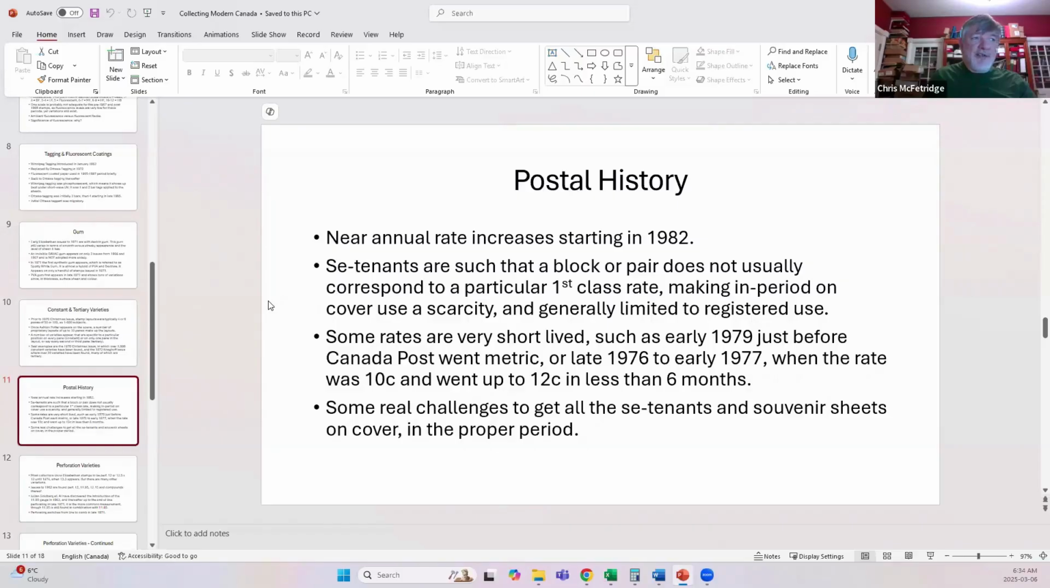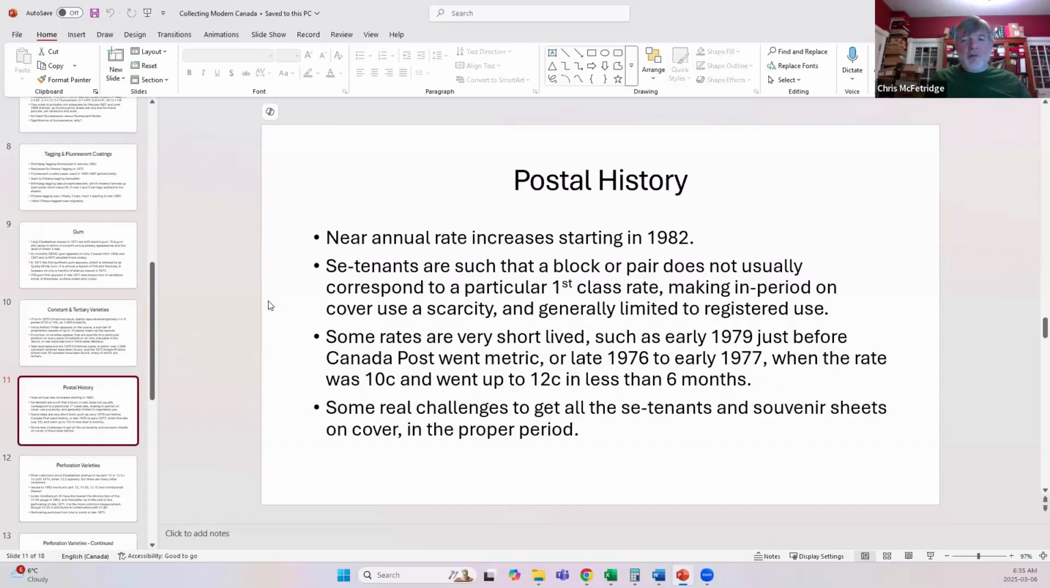Some rates in Canada are very short lived. Early 1979, just before we went metric, we had a short period where the rate went up by 2 cents, and it was only in effect for about 3 or 4 months. Late 1976 to early 77, same thing, where it went from 10 to 12 cents in less than 6 months. All of the other rates, the special delivery, the registered, they all went up in step. And finding those particular rate covers is challenging.